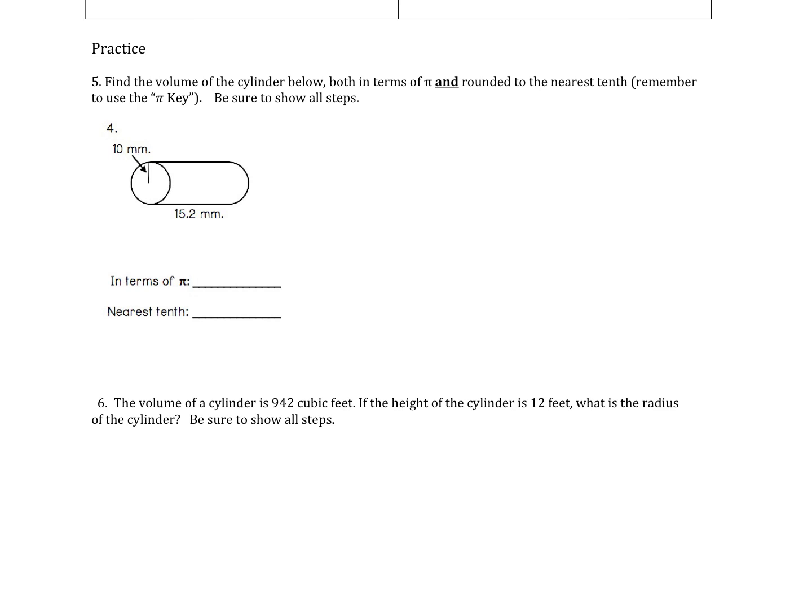And finally, our last word problem says the volume of a cylinder is 942 cubic feet. The height of the cylinder is 12 feet. What is the radius of the cylinder? So let's go ahead and set this up the way you think it should be set up, and we'll discuss this one in class on Wednesday.